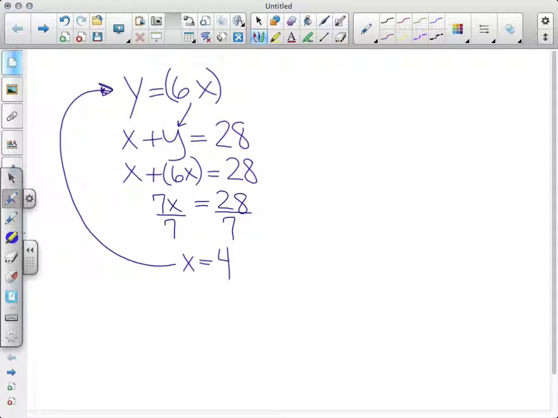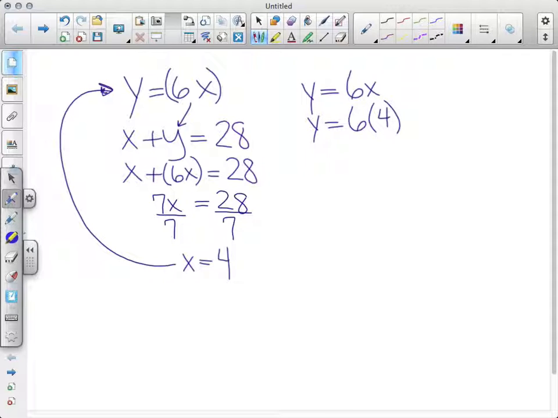And it doesn't matter which original equation, you can pick the top one or the second one there, the middle one. I'm going to pick the top one, simply because it's already solved for y, and I want to know what y is. So I'll just plug in 4 for x.